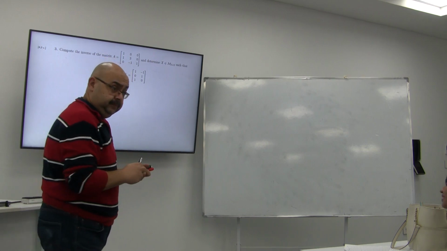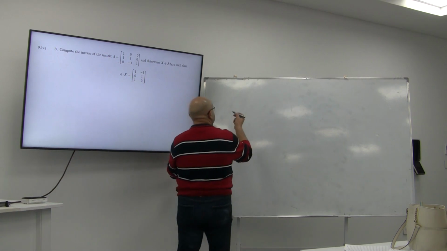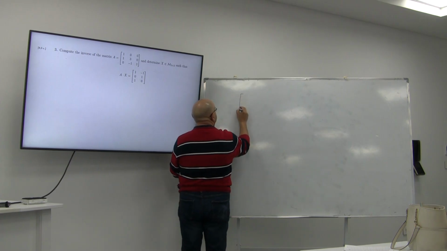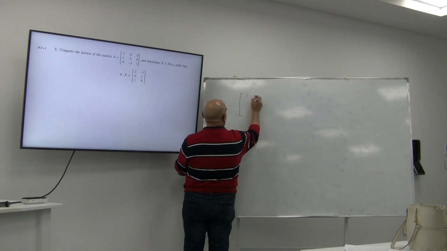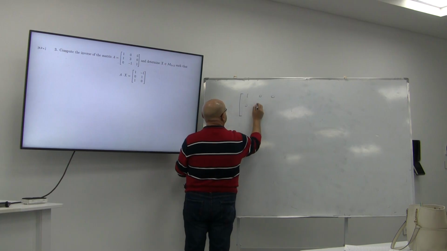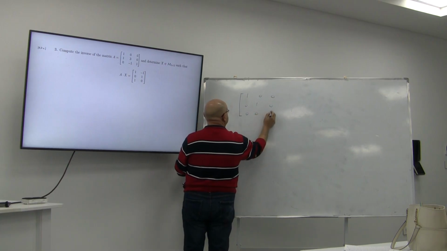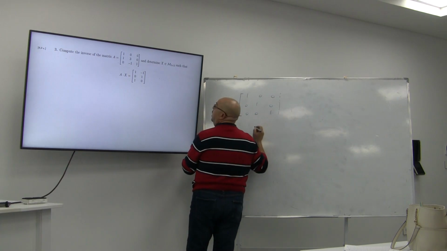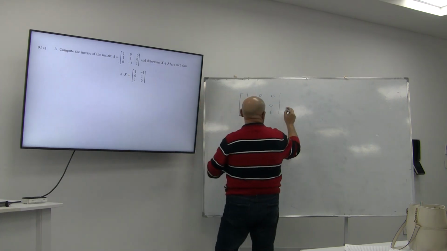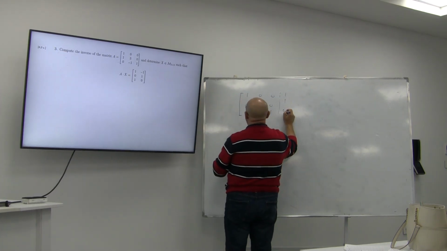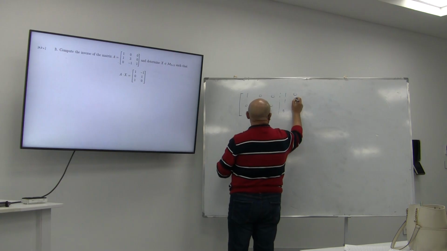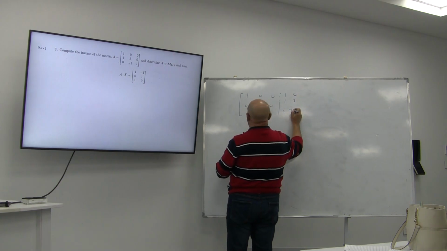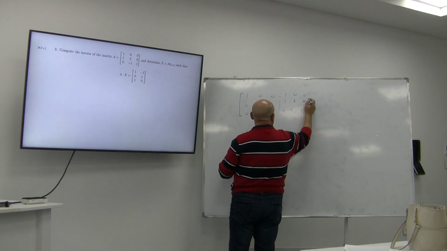Okay. So the first step I'm gonna write 1 double 0 0 1 0 0 0 1. Okay. And I will have 1 1 0 then 0 3 negative 1 0 0 positive 1.